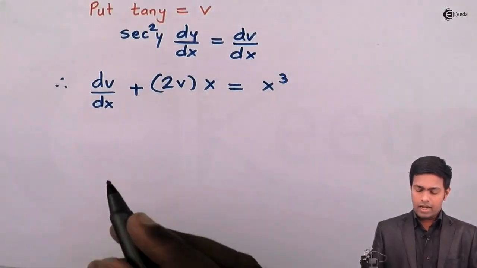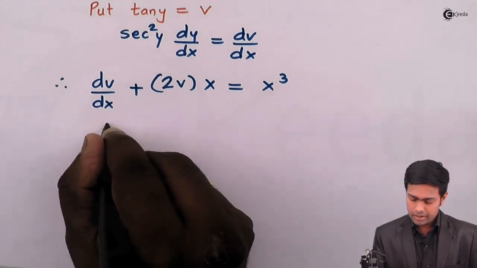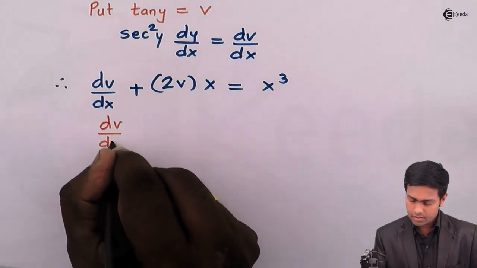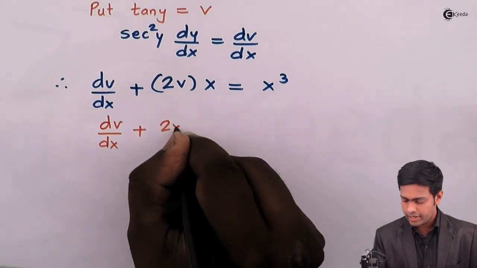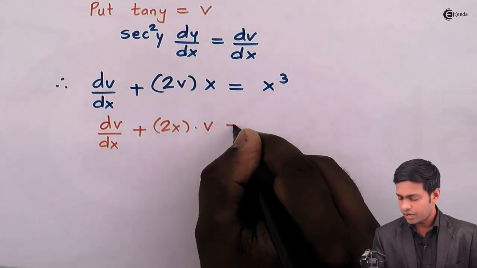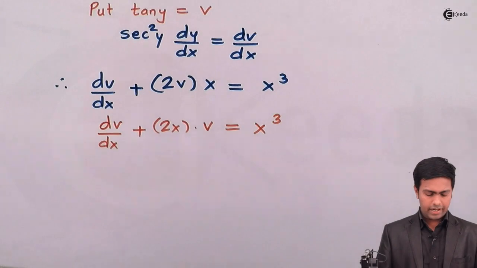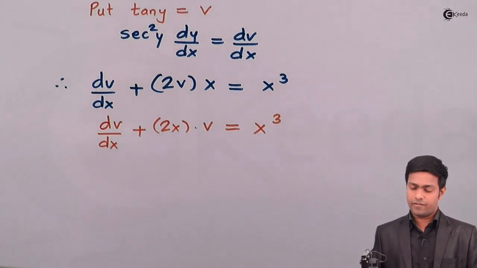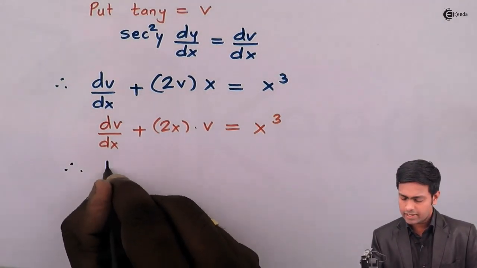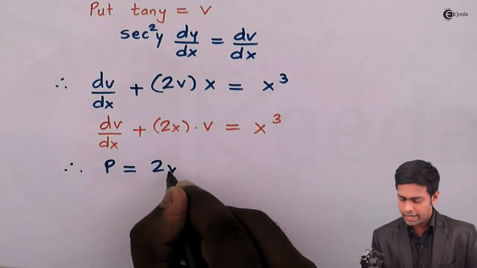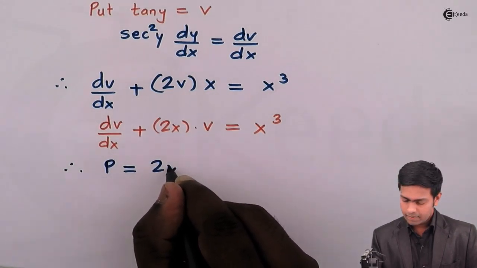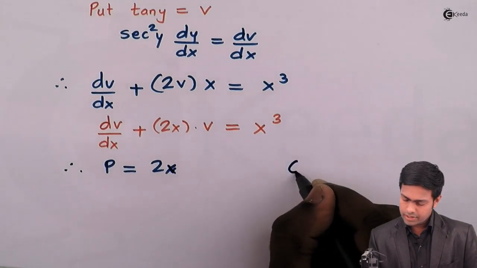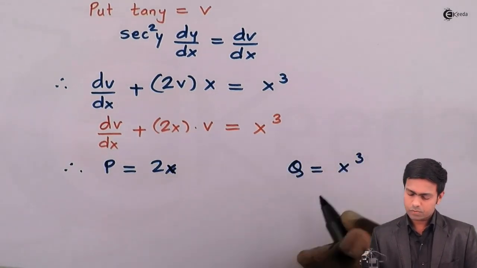So I'll rewrite this term as dv by dx plus 2x into v equal to x cube. And now if we compare it with the linear differential equation, therefore we can say p is equal to 2x and q is equal to x cube.